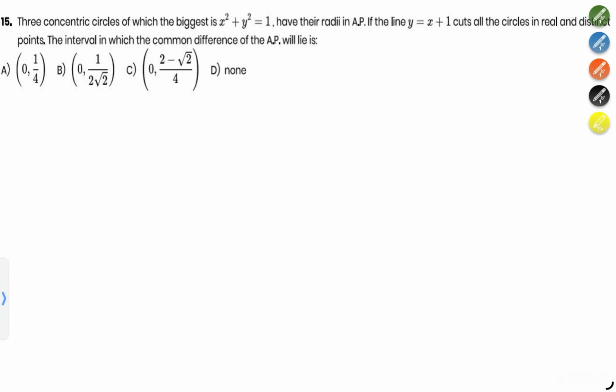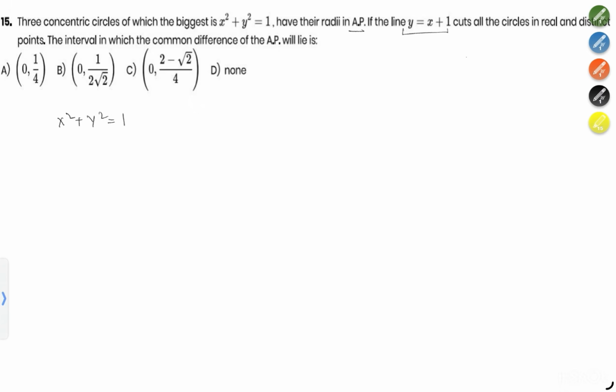In question number 15, they have given three concentric circles, of which the biggest is x square plus y square equal to 1. Their radii are in AP, and a line cuts all three circles at real and distinct points. The interval in which the common difference of the AP lies is what we have to find.